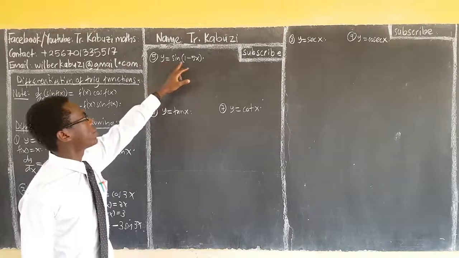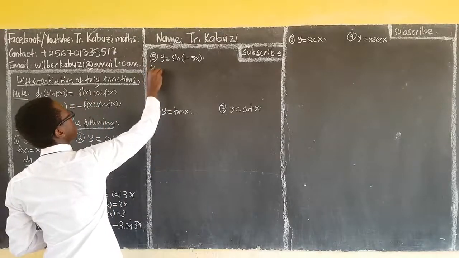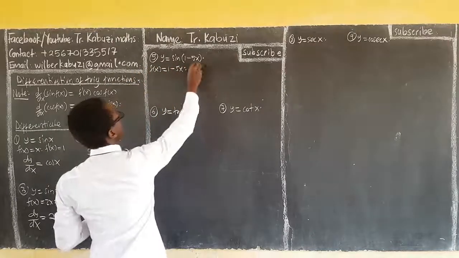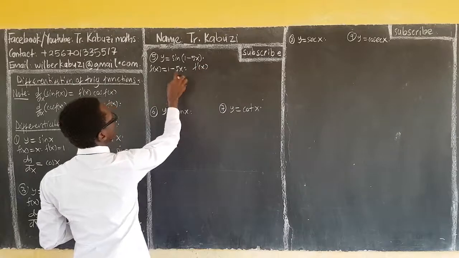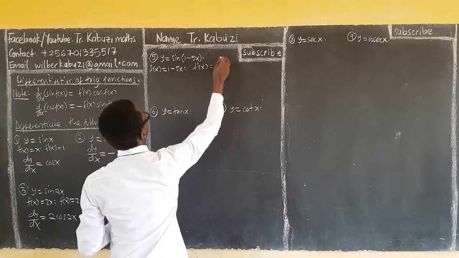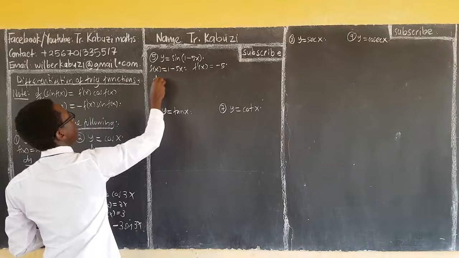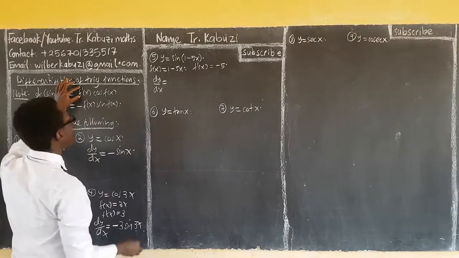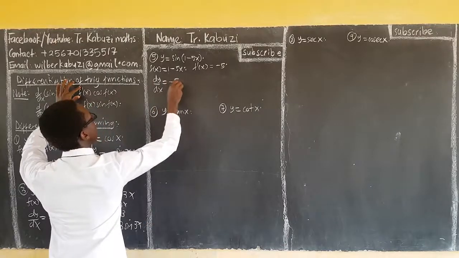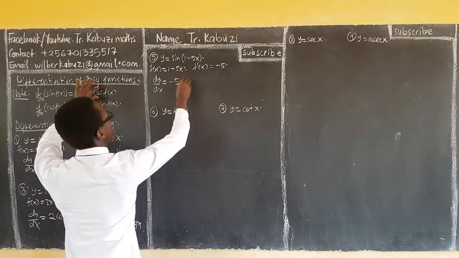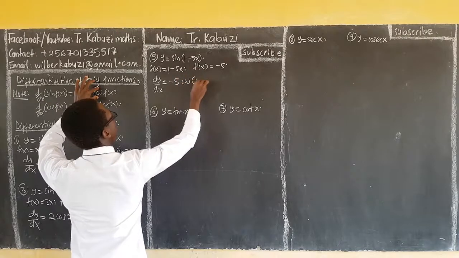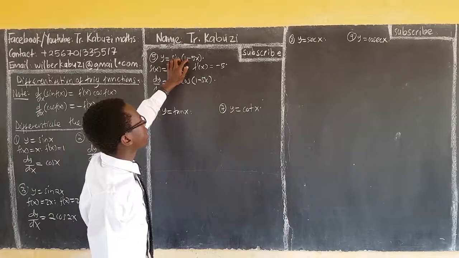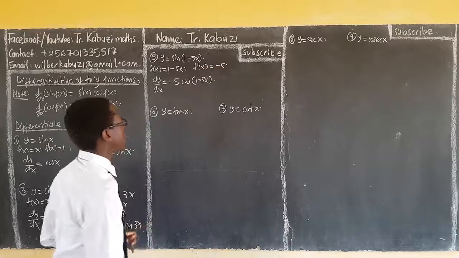When I come to this one, my f of x is 1 minus 5x. When you differentiate this, I get 0 for the constant, and the derivative will be negative 5. So my dy with respect to x will be negative 5, then when I differentiate sine, I get cos of that same angle, 1 minus 5x. This negative is coming because when you differentiate this angle, we got a negative, so don't confuse that.